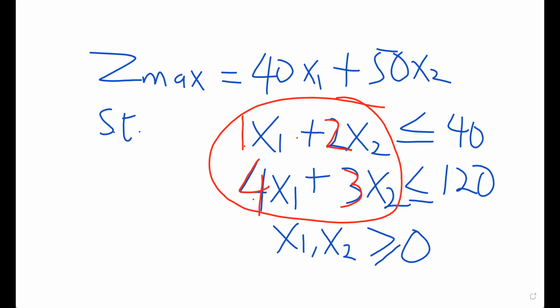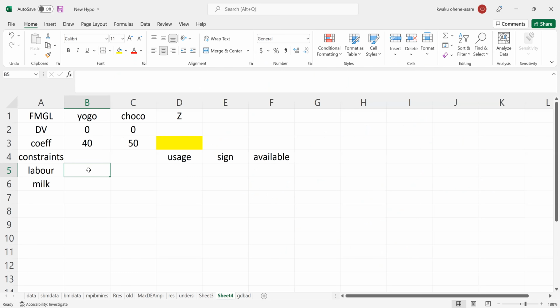So when you go to the Excel, under the yogo corresponding to labor, and I'm talking about cell B5, you type 1. Cell C5, you type 2. Cell B6, you type 4. And then cell C6, you type 3. And remember, they must be directly following the yogo at the top, the choco at the top, in that same column, just as the formulation told you.